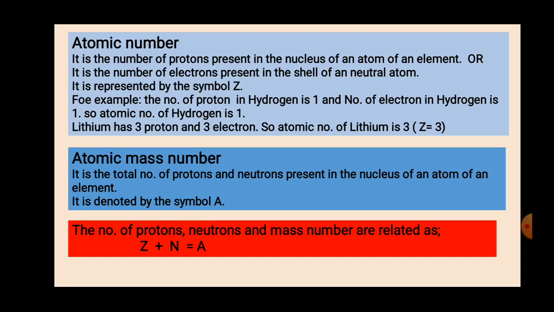What is a mass number? Mass number is nothing but the total number of protons and neutrons. Protons and neutrons both are present in the nucleus. Based on this concept, how are these three terms related? Mass number A is equal to the sum of the number of protons, which is the atomic number Z, and the number of neutrons, capital N.